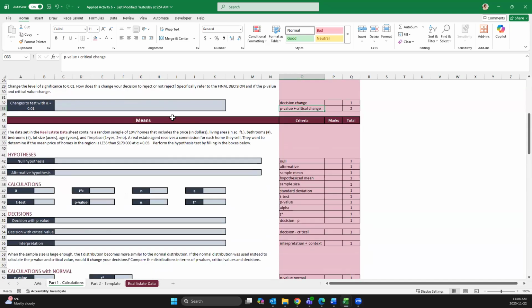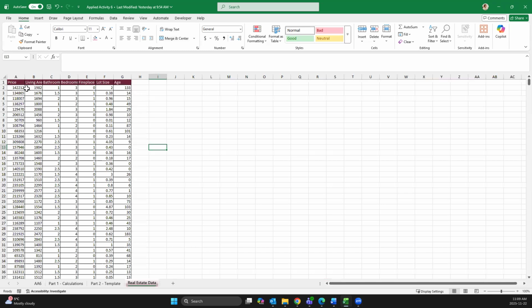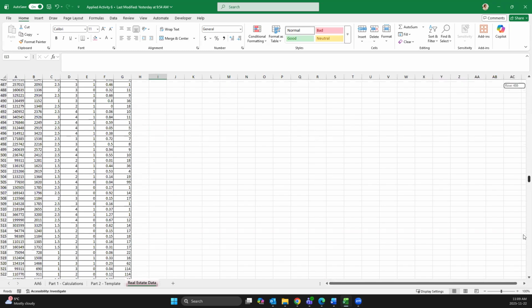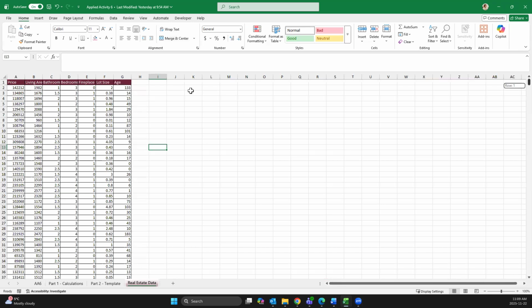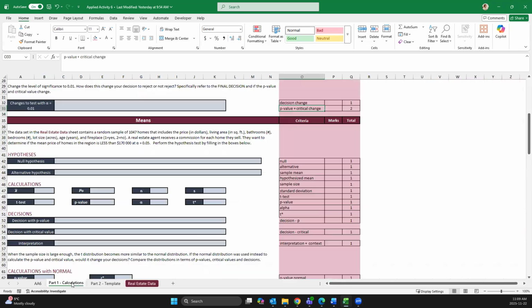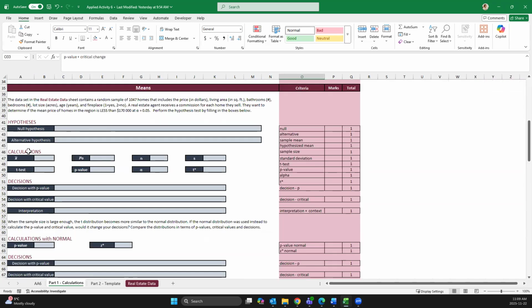Next, you'll move into hypothesis testing for the mean. You will use a real data set for this question. That data set is on real estate, and specifically, you'll be looking at the mean price of homes in a region. That data is found in the real estate data sheet. I put it in here because it's quite a large data set with over 1,000 rows, so it's in its own sheet. So for that, you'll have to write out the hypotheses, again, using the correct notation, calculate some of the statistics from the data, and then use those in order to perform the hypothesis test.